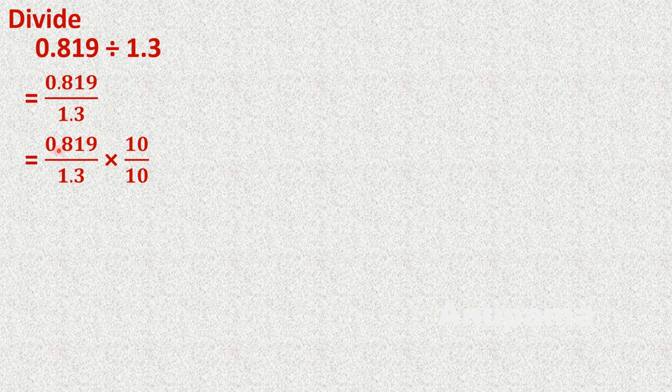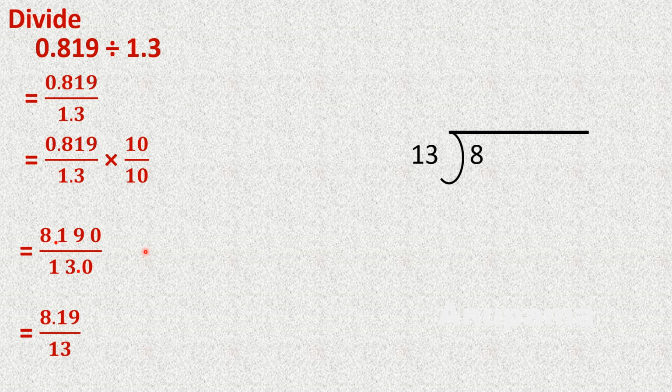Now at first we will multiply the numerator. Always remember, whenever you multiply, do a normal multiplication and then put the decimal, or either you can follow the rules. So 0.819 multiplied by 10 and 1.3 multiplied by 10. So what will you get? You will get 8.190 and in the denominator it is 13.0, and you can write it like this, 8.19 by 13.